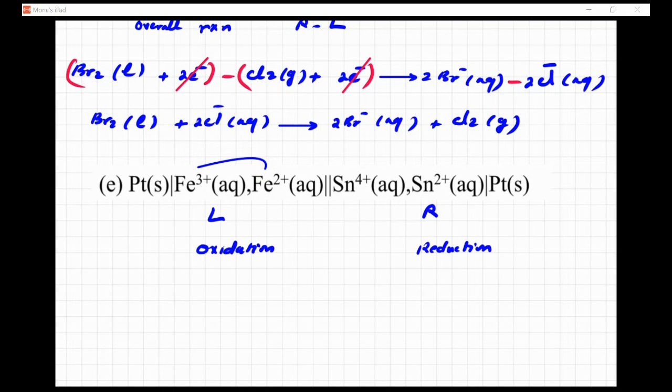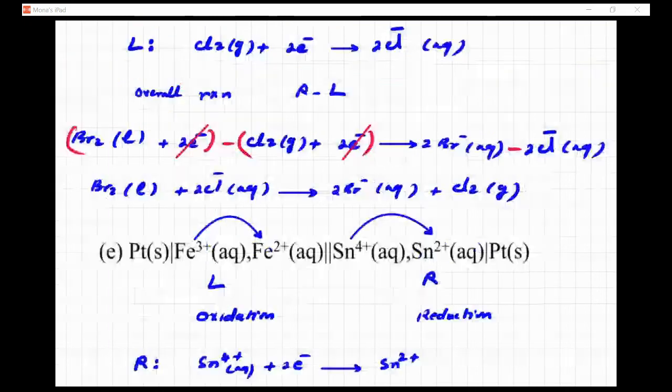Is Fe3 plus converted to Fe2 plus here? It is not. It is actually the opposite, where Fe2 plus is converted to Fe3 plus, which is oxidation. That is on the left. Now on the right, Sn4 plus is converted to Sn2 plus, which is reduction. So the reduction is Sn4 plus plus 2 electrons, aqueous, giving Sn2 plus.